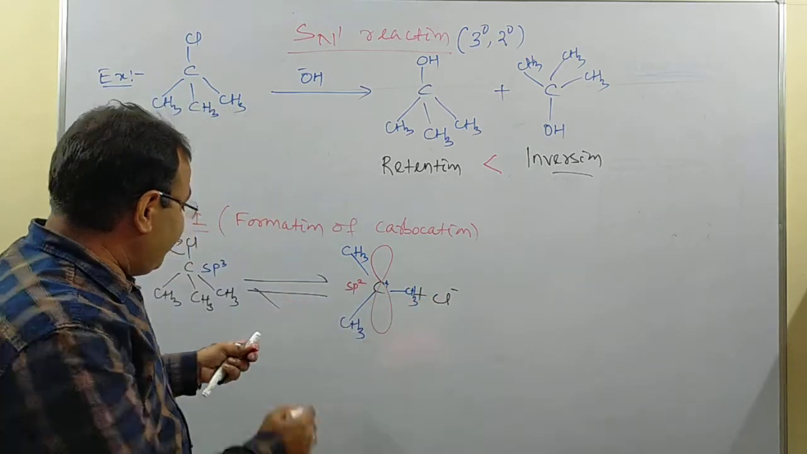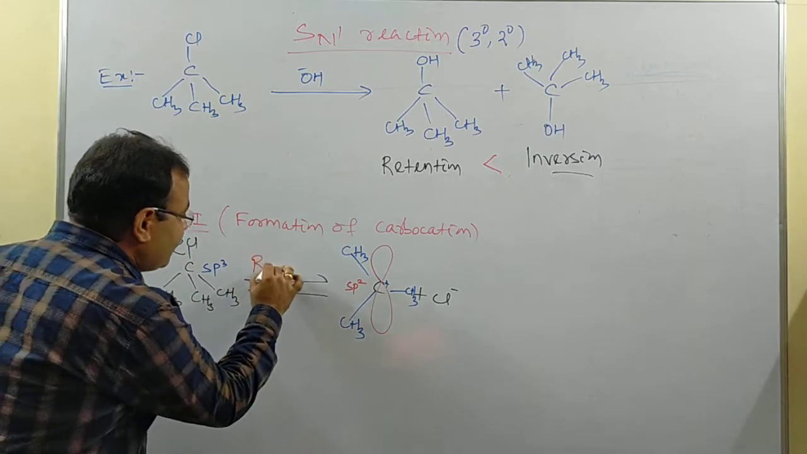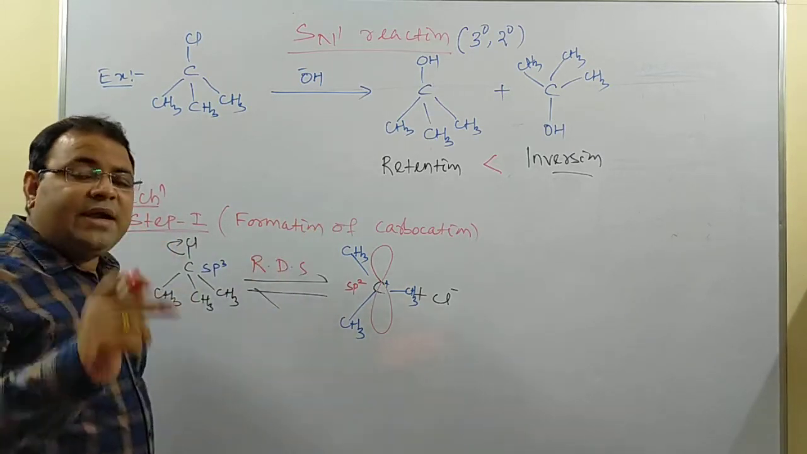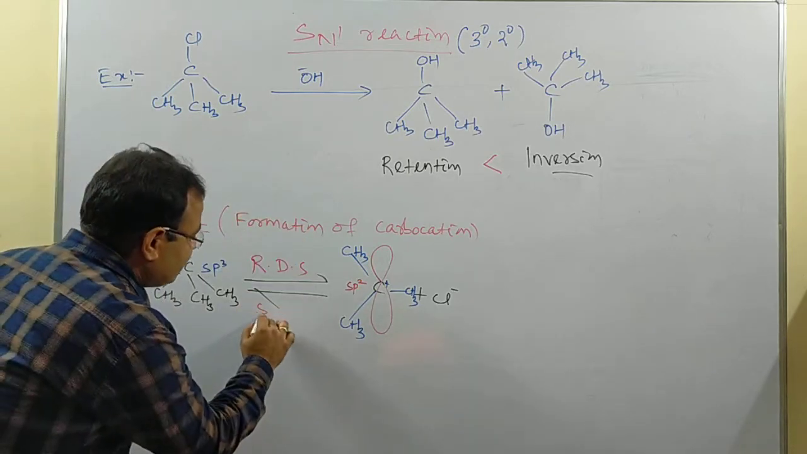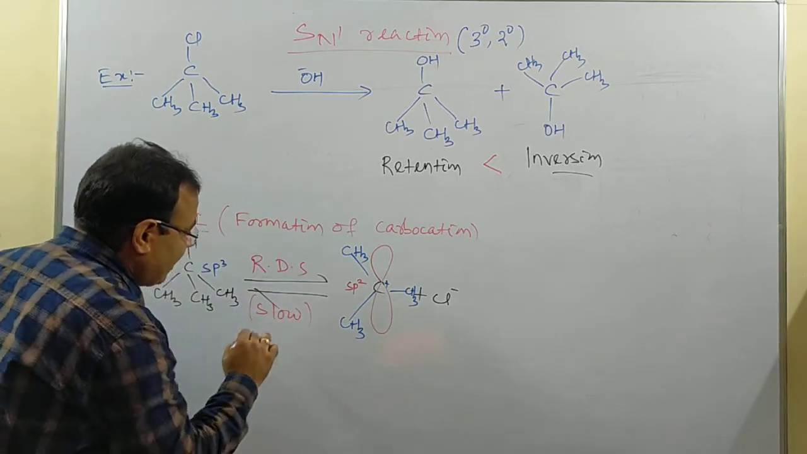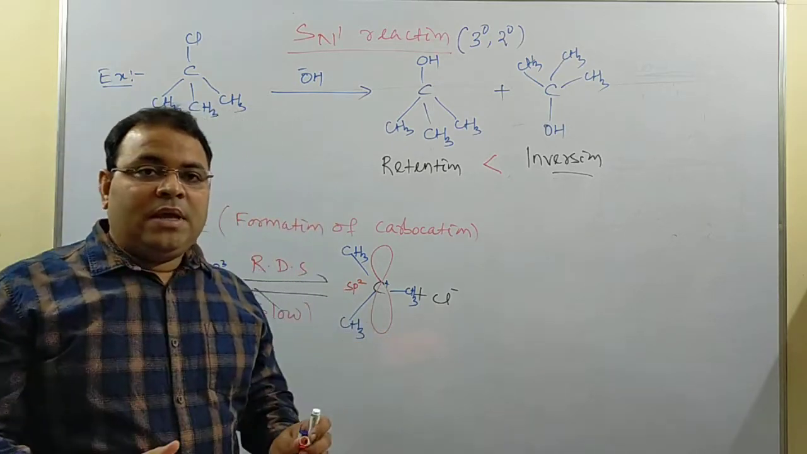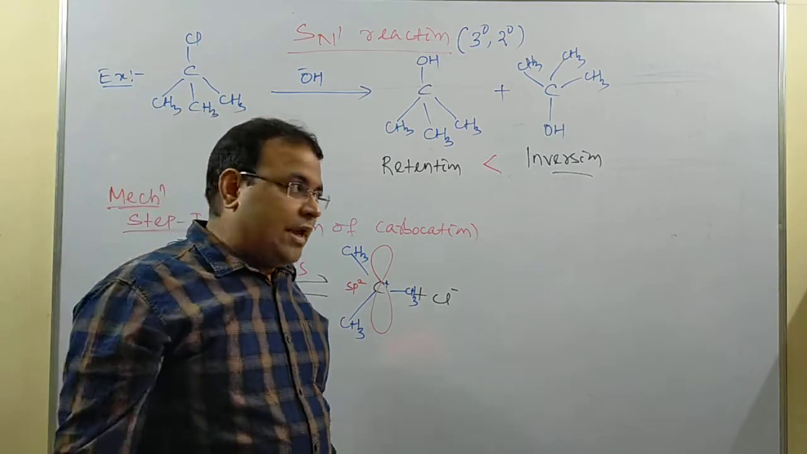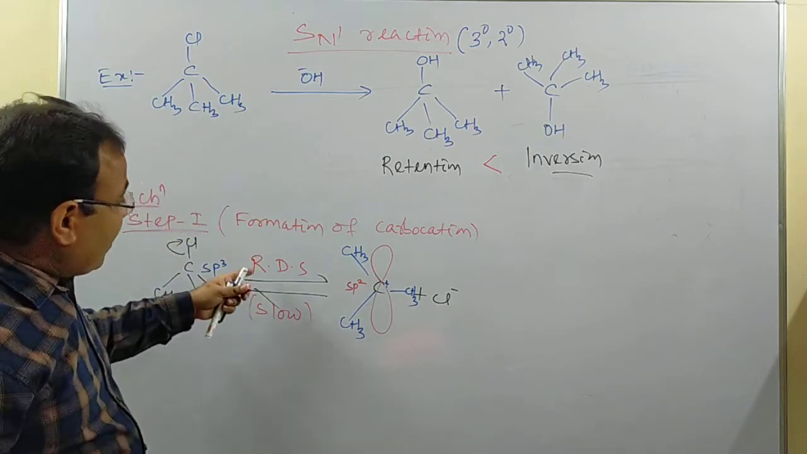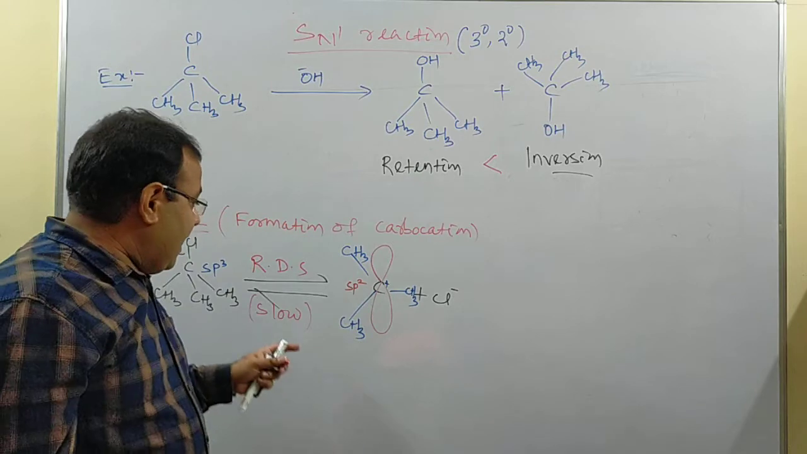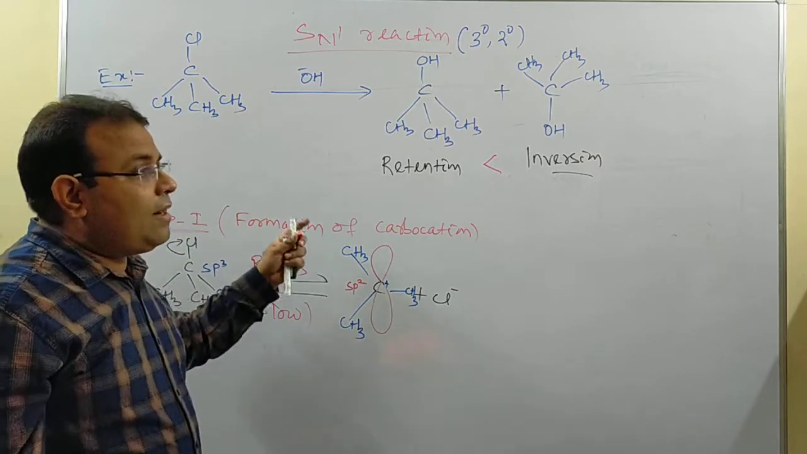Now this is the first step, and this is the RDS. What is RDS? This is the rate determining step. Why is it the rate determining step? Because this is the slower step. According to chemical kinetics, the slow step is always rate determining, and it will be taught to you in chemical kinetics. For now, just remember that the slow step is the rate determining step.